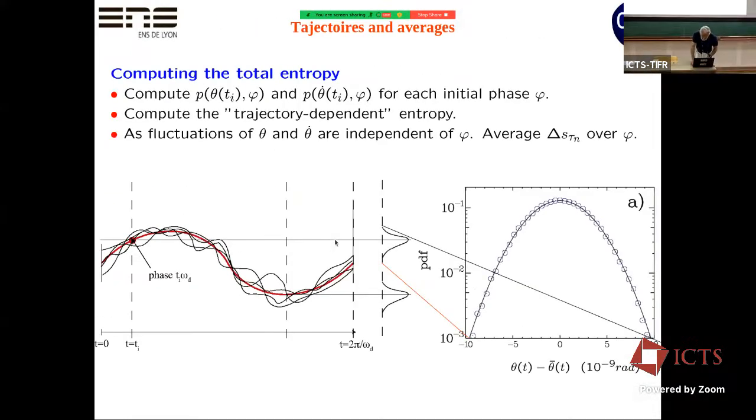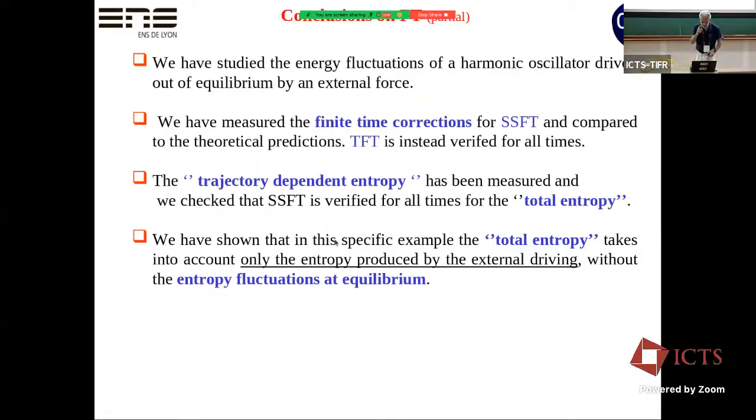Okay. So we have already seen this. And now let me summarize. What we have seen is that we have studied the fluctuation of a harmonic oscillator. We have measured the finite time corrections for the standard fluctuation, the steady state fluctuation theorem. And then we have studied the trajectory dependent entropy and shown that for this quantity, the stationary fluctuation theorem is verified for any time. And this is a really important quantity because, as I said, it is exactly a Dirac delta function in the case in which the system is in equilibrium. Okay, this is the main message.